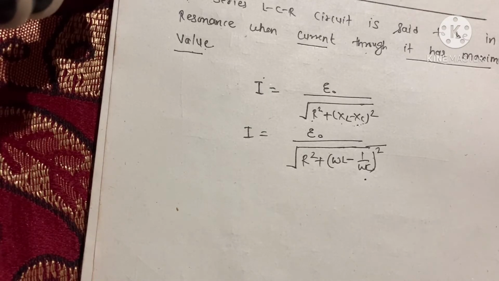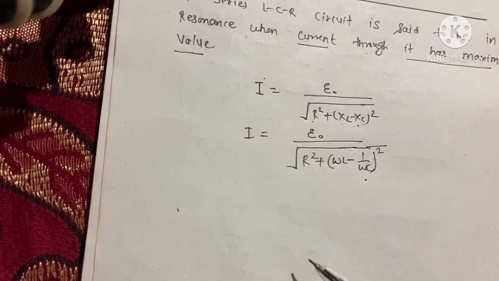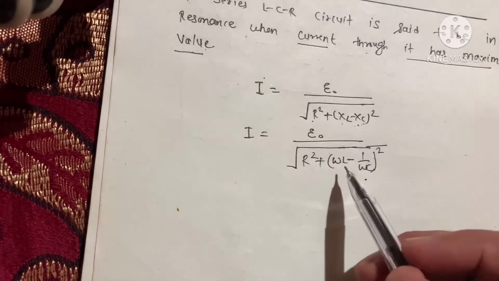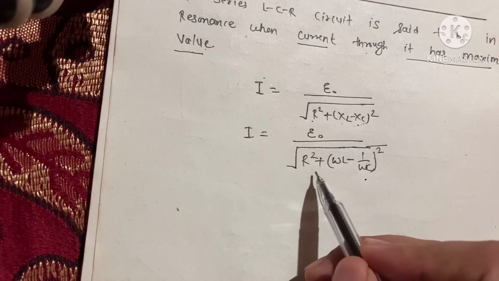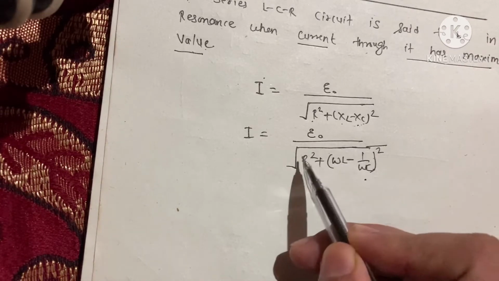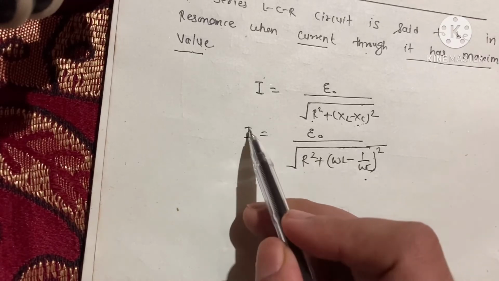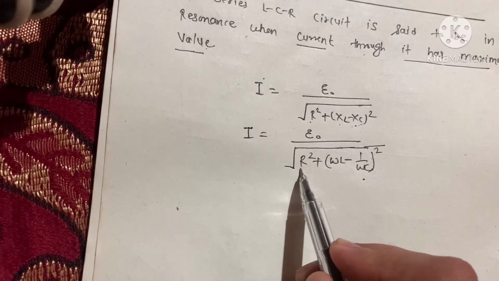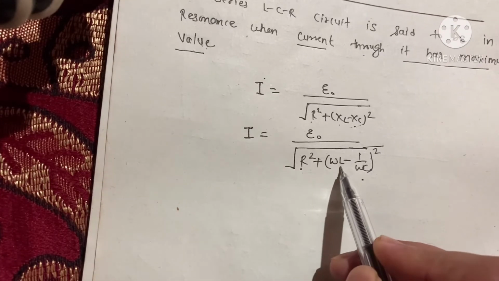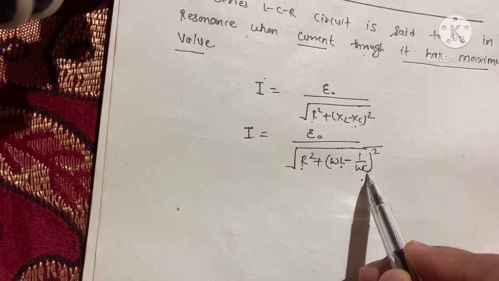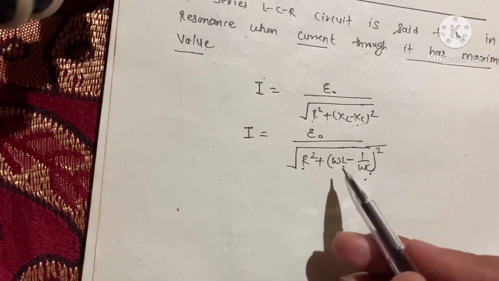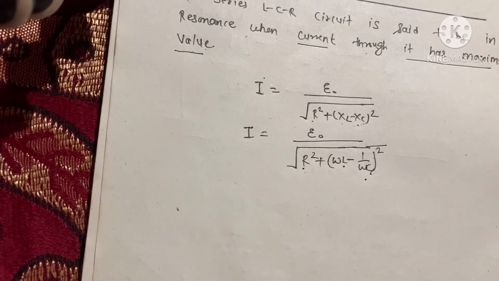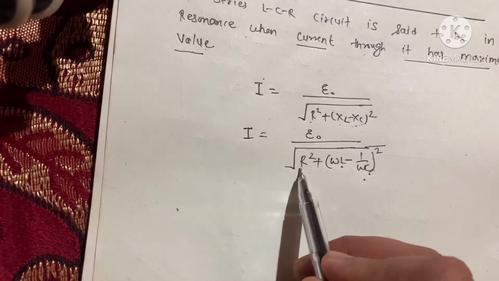Now how can you make this denominator 0, students? It is not necessary that every time you make this 0. Basically you want to minimize this term. If this becomes minimum, then obviously you will get maximum current. I cannot make R, L, or C 0, because making a component value 0 means you are not connecting that component and the circuit will not remain an LCR circuit. So there is no option of making this 0.